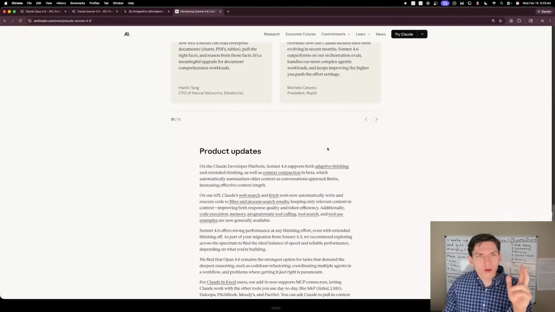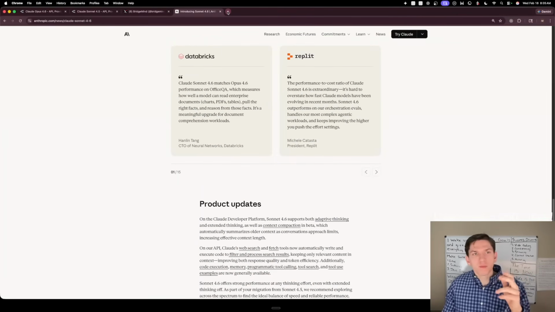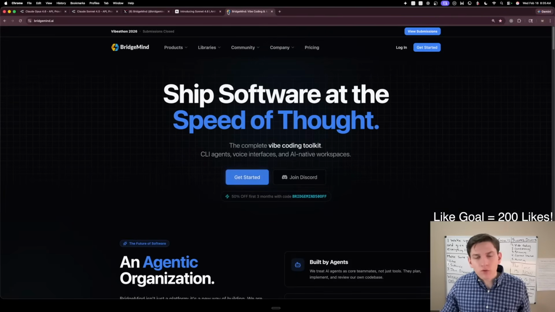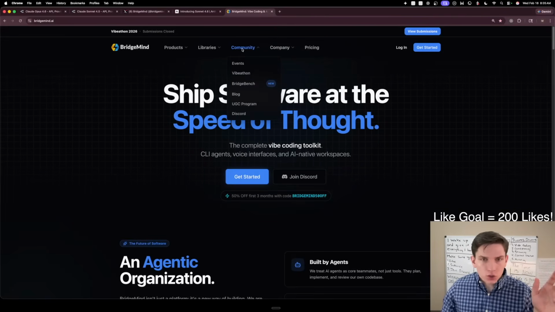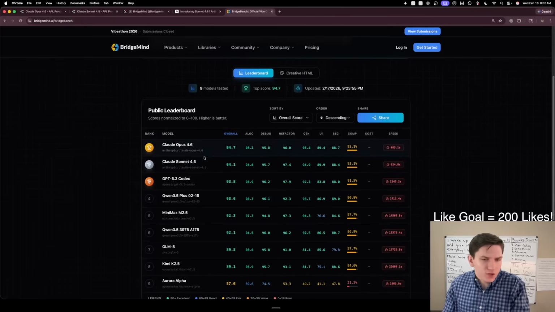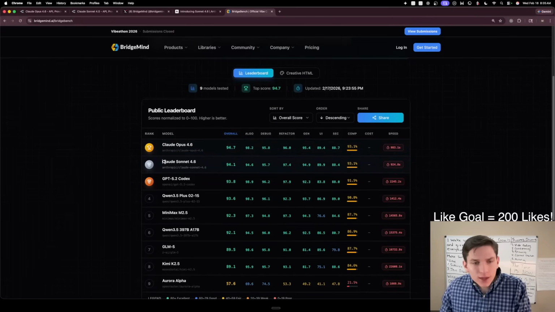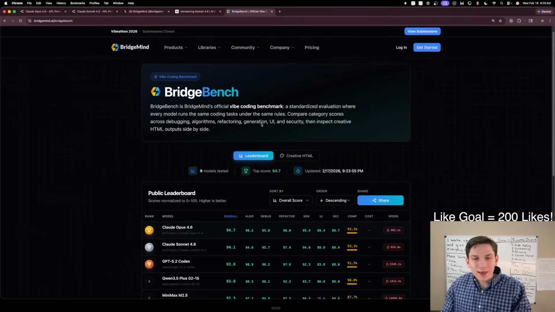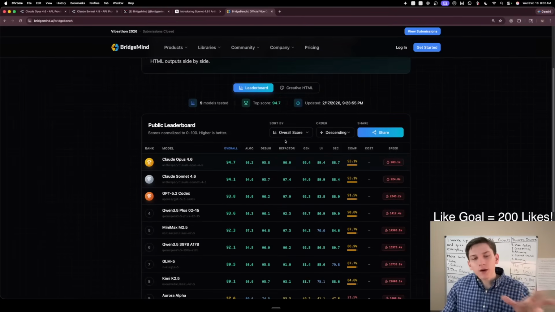And what we want to look at is now the BridgeBench, and we want to see, okay, how does this model actually perform in our own personal benchmarks? And what we've done is we've created BridgeBench to do that. And I want to emphasize that I have now indexed this in BridgeBench. You guys can go check it out. If you go to BridgeMind, just go to community, go to BridgeBench. There's also going to be a link in the description down below. But check out how this performed.